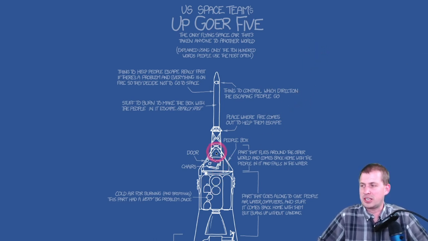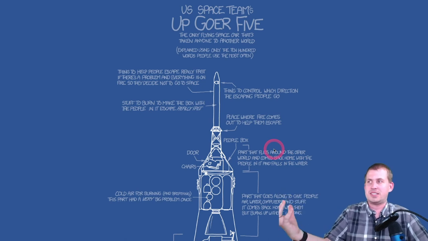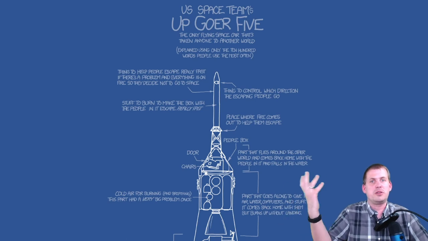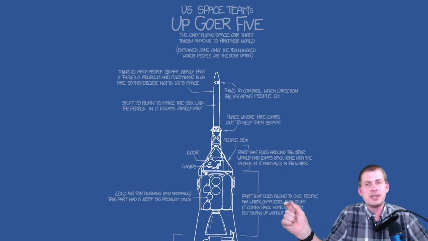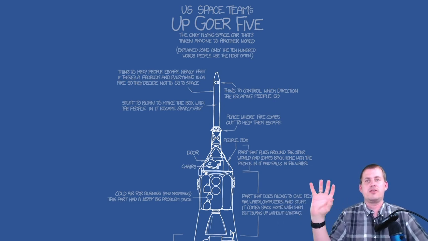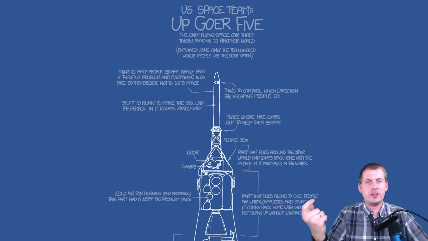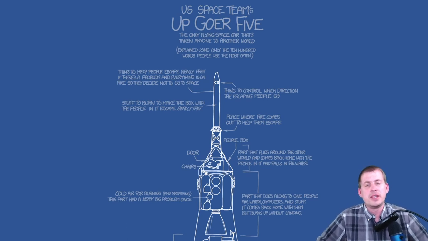So this command module is called the people box. It is the part that flies around the other world and comes back home with the people in it and falls in the water. And so this is an easy way of communicating the very fundamental aspects of this really complicated rocket system to people who might not know anything about space or rockets. And it's not condescending. It's, again, translating the core elements of rocket science into very accessible language for any sort of audience. And so this is a good example of doing that.